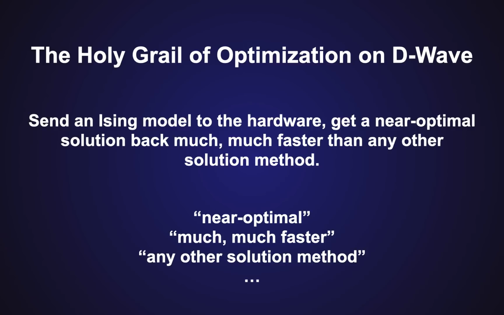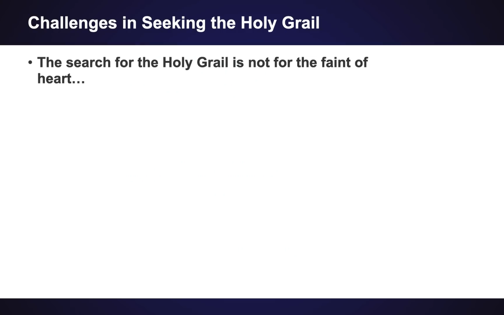Now, this statement is not particularly precise. We would have to flesh out the technical details of what does it mean to be near optimal, what is much faster, what are the other solution methods we're going to consider, and how many computational resources do they have access to. But the goal of this work is really striving to find a holy grail that would have these type of high-level properties.